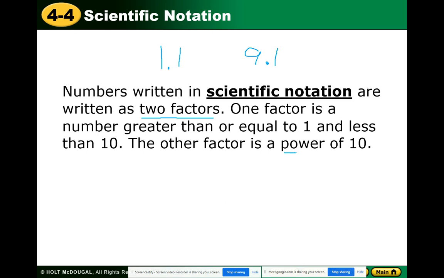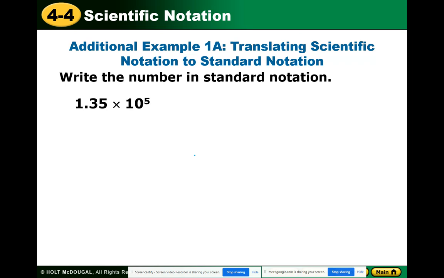The other factor is a power of 10, times 10 to the, say, third. So you have to have both of these parts for it to be scientific notation. Now, with scientific notation, we start off big and bold, and we're going to write it into standard form.